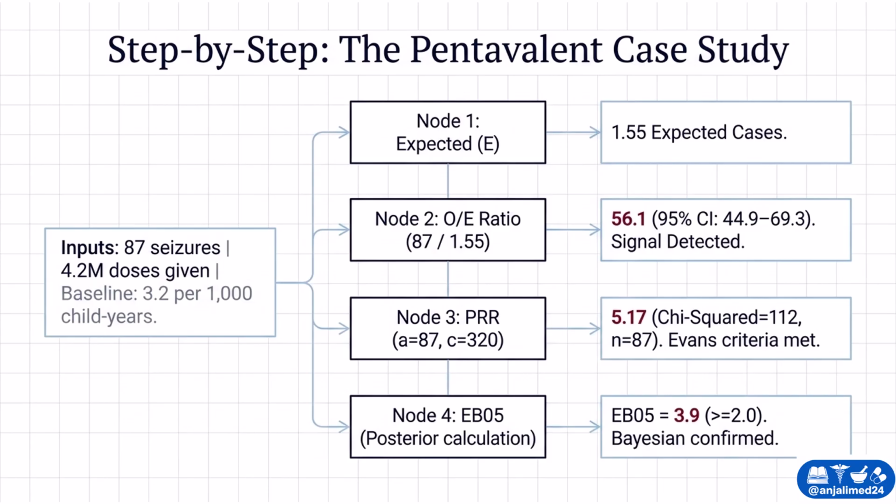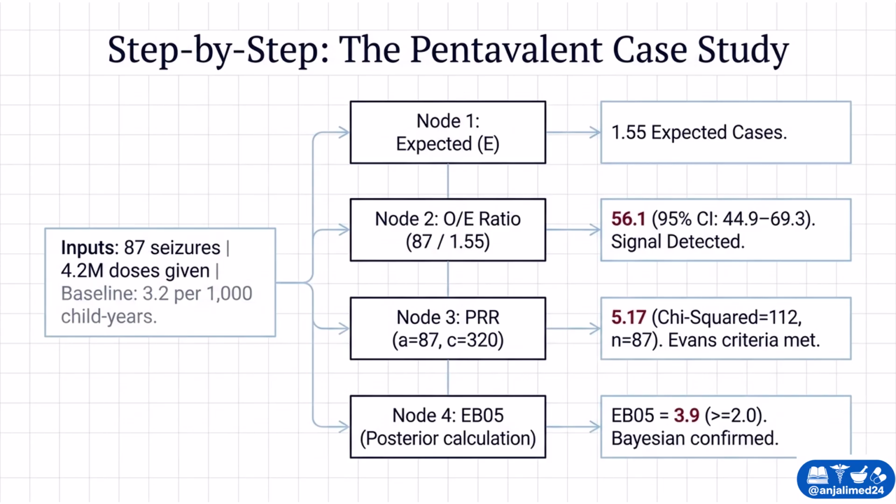We begin with the initial input data. In this scenario, there were 87 reported seizure cases following administration of approximately 4.2 million vaccine doses. The known background incidence rate for seizures in the pediatric population is 3.2 cases per 1,000 children.